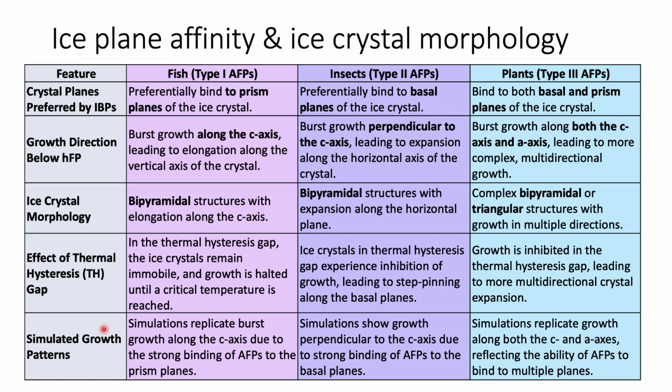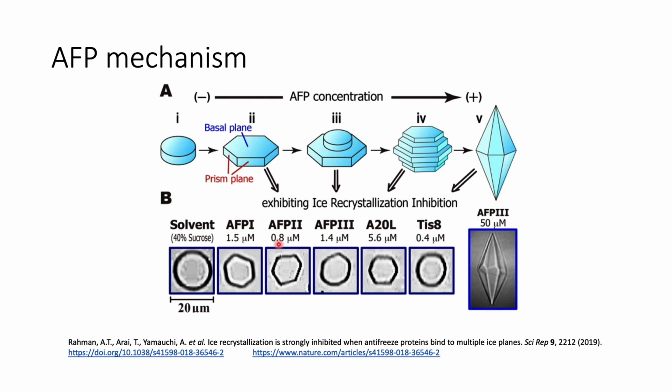And when we look at the effect of the thermal hysteresis gap, in the thermal hysteresis gap the ice crystal remains immobile and the growth is halted until a critical temperature is reached. This is in the case of type 1. And when we look at type 2, the ice crystal in the thermal hysteresis gap experiences inhibition of growth leading to step pinning along the basal plane. And when we look at type 3, the growth is inhibited in the thermal hysteresis gap, leading to more multidirectional crystal expansion. And here are examples of how they prevent the crystal growth.